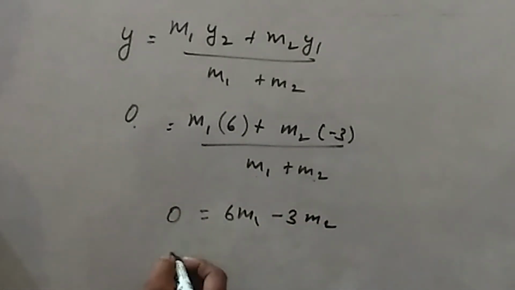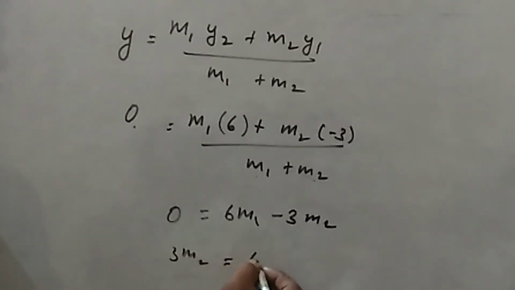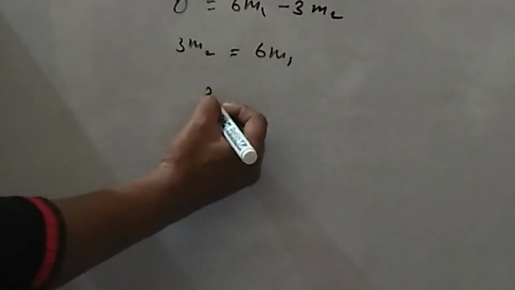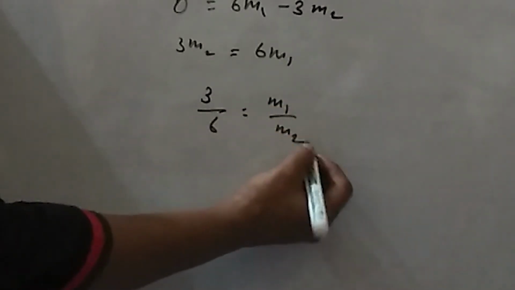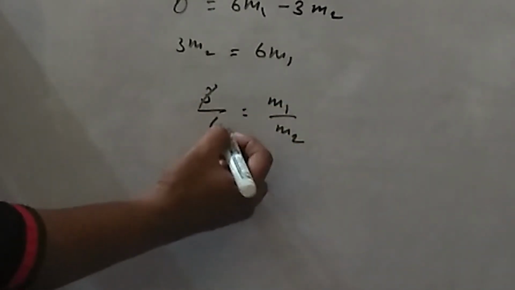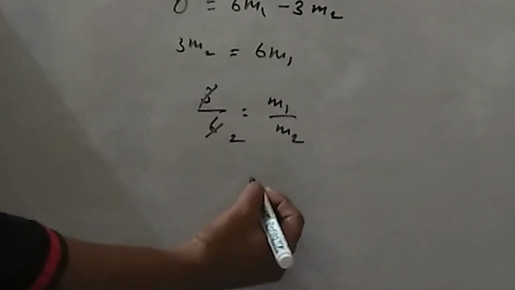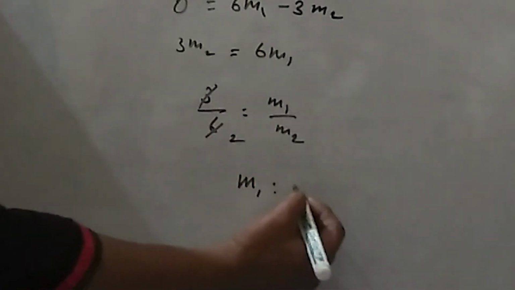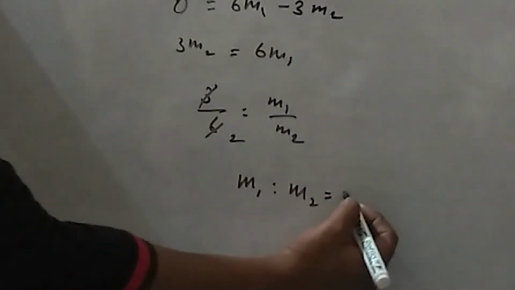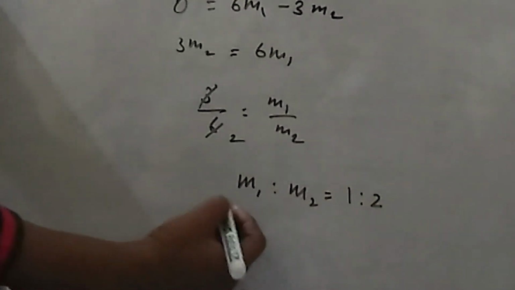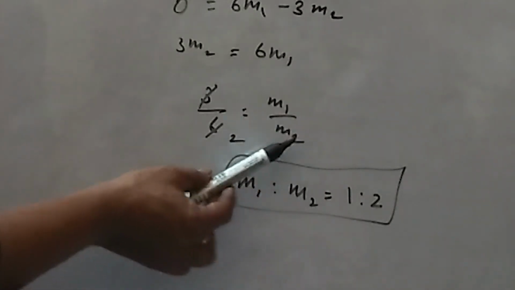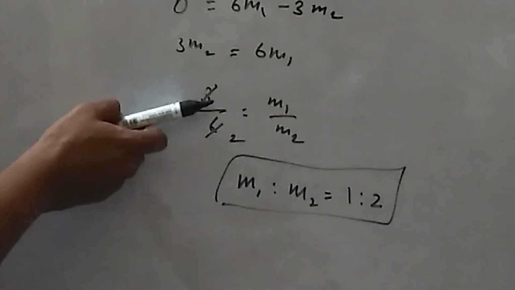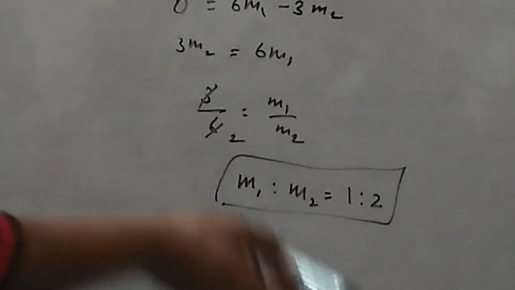Bring this one: 3m2 is equal to 6m1. Now 3 upon 6 is equal to m1 upon m2. So bring it to the lowest terms. You will write m1 ratio m2 is 1 is to 2. This is the answer. m1 upon m2 is equal to 1 is to 2.